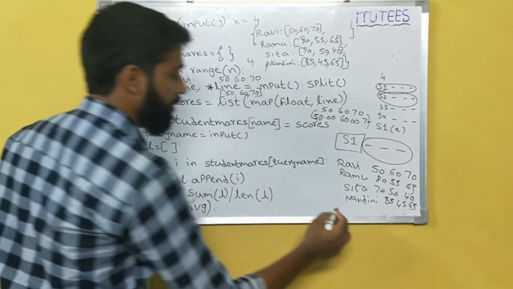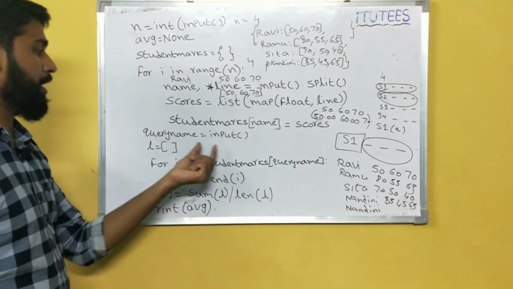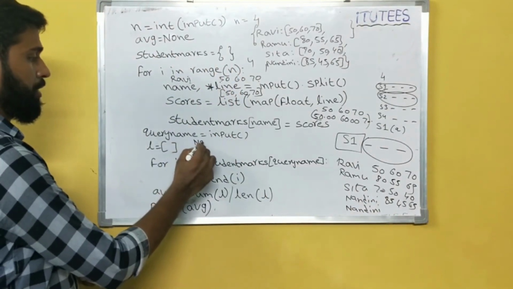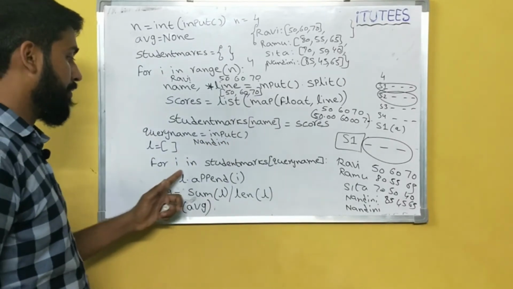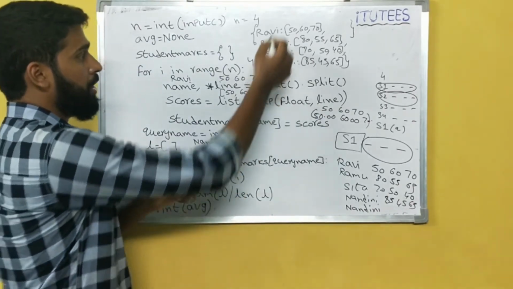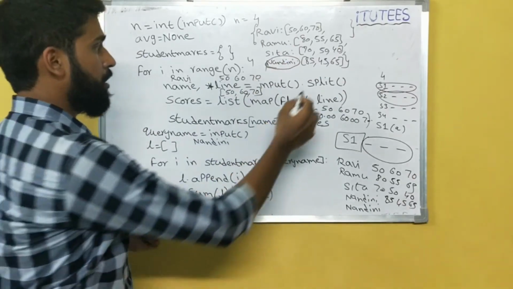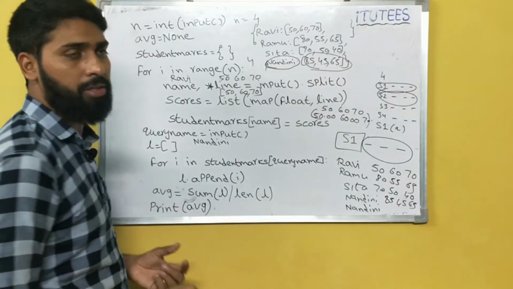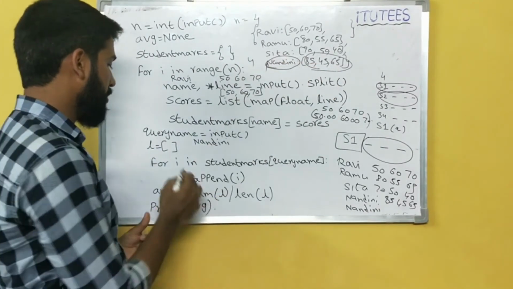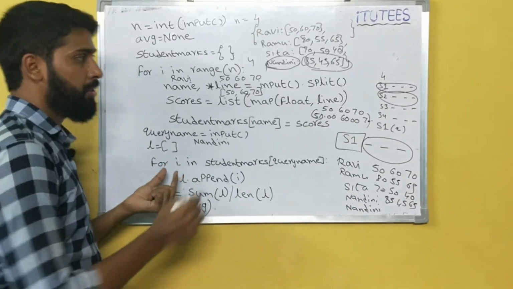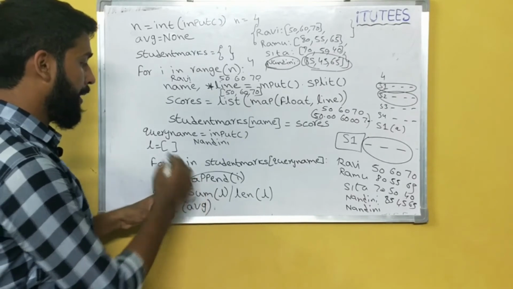Next, query name. I am giving Nandini. So what is the query name here? Nandini. I am taking one empty list for the student marks of Nandini. So Nandini is in the dictionary. Yes, it is in there. Now these values 85, 45, 65. This is the key, this is the value. Now these values are stored in i. That means i becomes 85, 45, 65. These values are appended to the list.